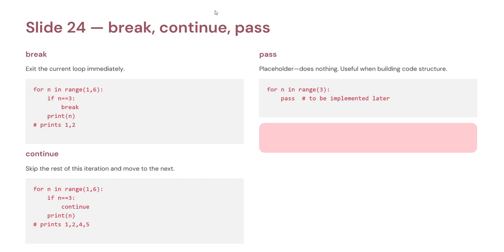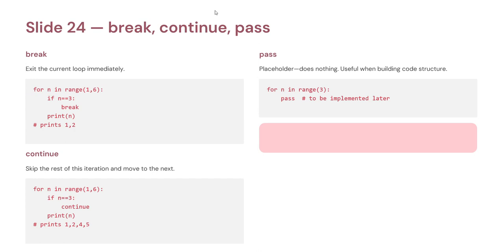Real life example, imagine you are planning a building. You draw the rooms and structure first, but some rooms are still empty because construction hasn't started. The pass statement is like leaving a placeholder. Later you can add the actual code.